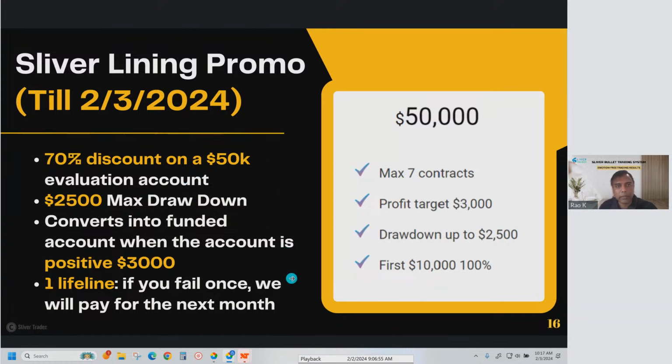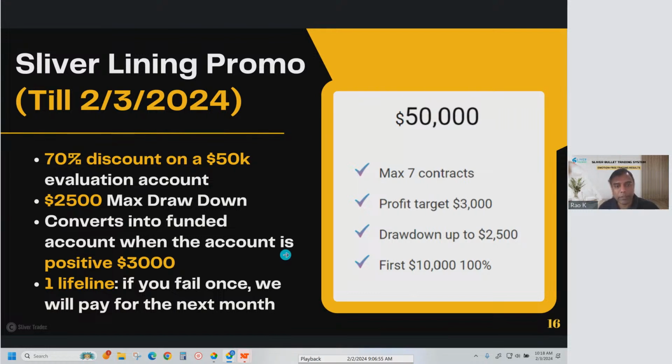The special thing about the promo is that usually the first time, people don't know how to use the software or how to do trade management or money management, and half of the people fail the first account. So if you happen to fail the evaluation, we give you a lifeline. We will pay for the next month's subscription of that evaluation account, so that you have some more time, and it is easy for you to pass.